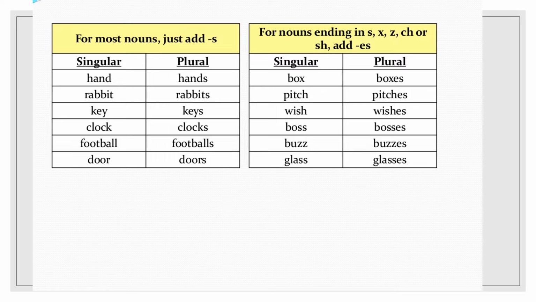Okay, so here we just have some more examples about when we add an S or an ES. For example, hand, hands, rabbit, rabbits, football, footballs. We just add an S. For example, wish, it's a noun that ends with an SH, so we would have to add an ES. Boss ends with an S, so we would have to add an ES, bosses. Glass ends with an S, so we would have to add an ES, glasses.